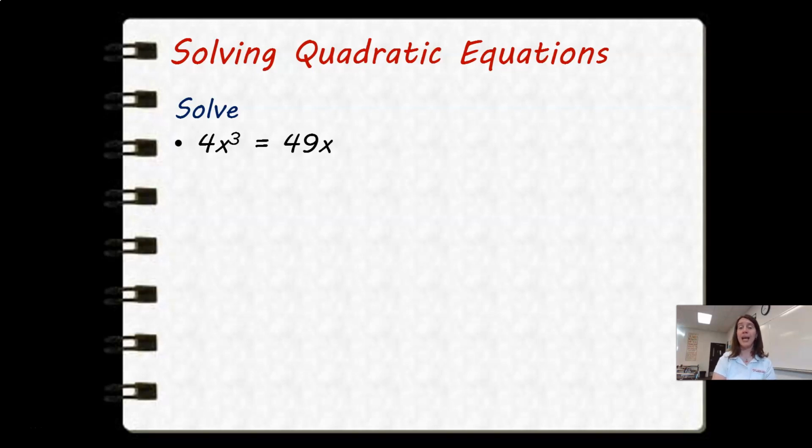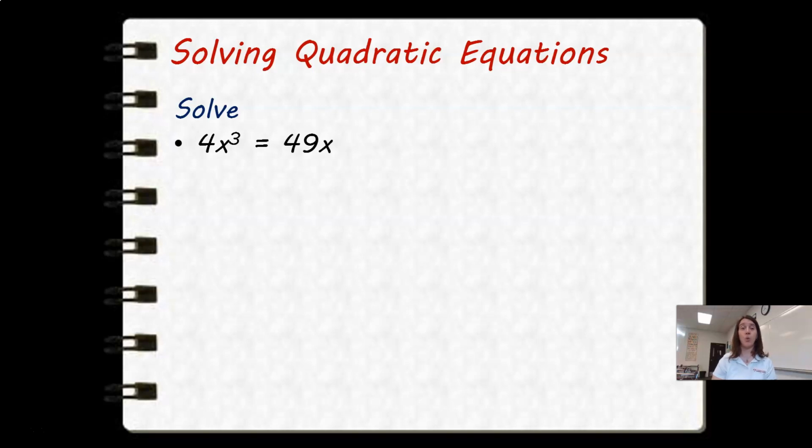Our equation, 4x to the third is equal to 49x. So here's an example finally where I have an x to the third. The first two examples that we've done so far only had something that was being squared, like a quadratic equation. So we're going to take the same process that we just did there and apply it over here to this question. Well, what was the first step that we did in the quadratic equation?